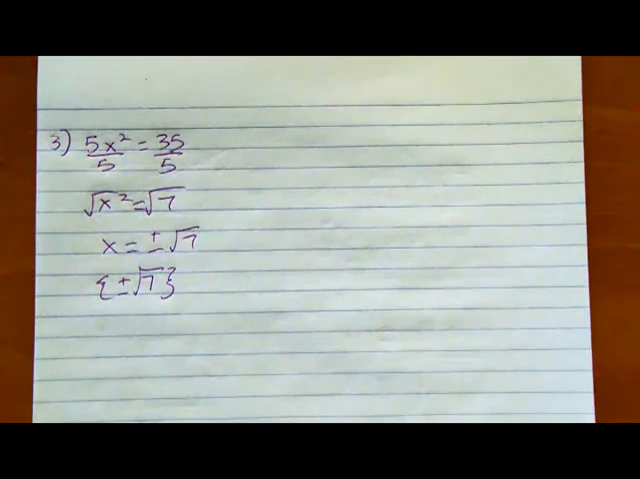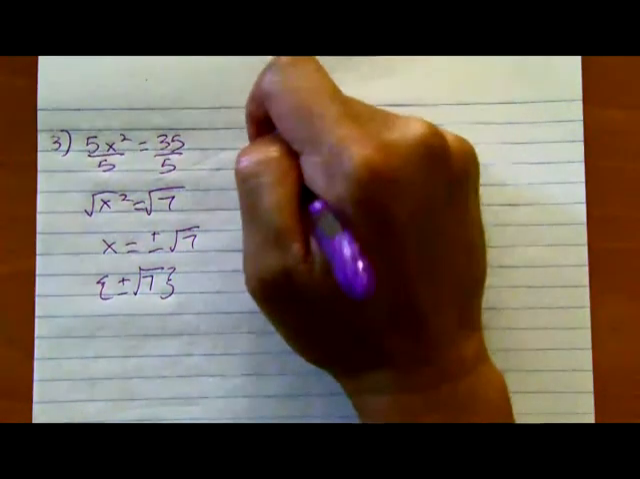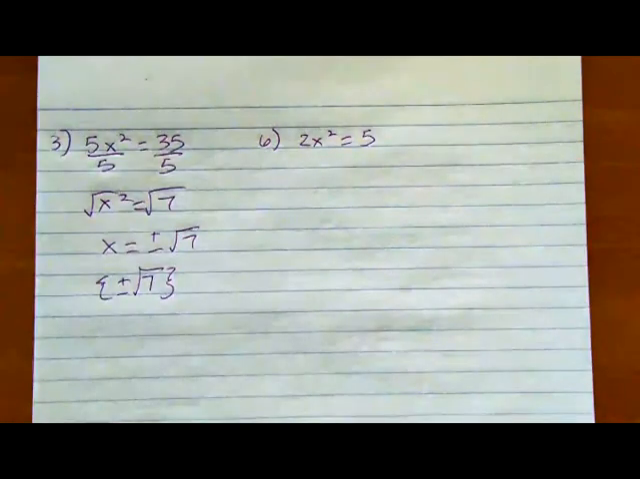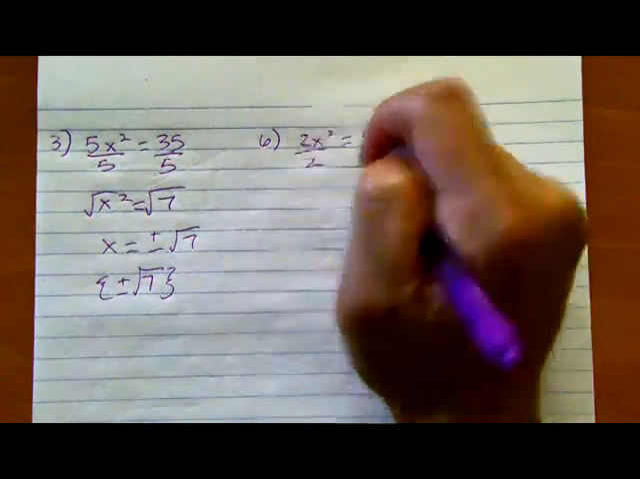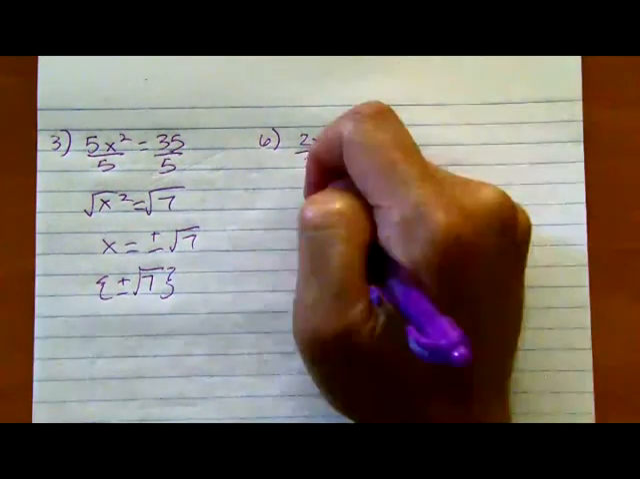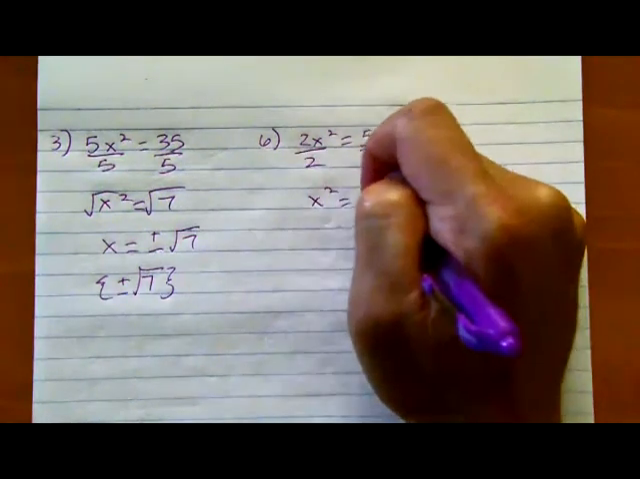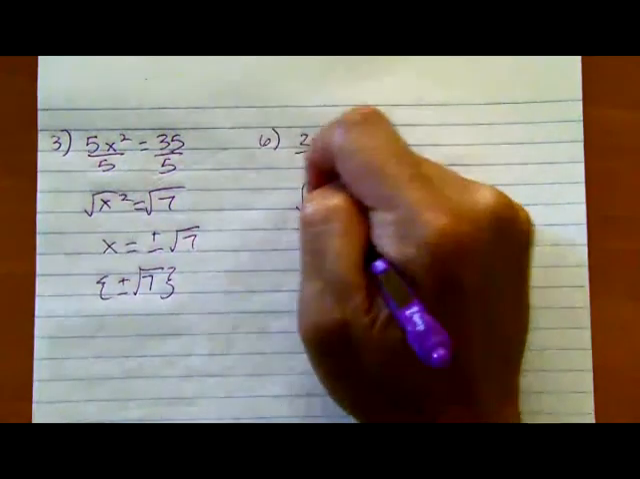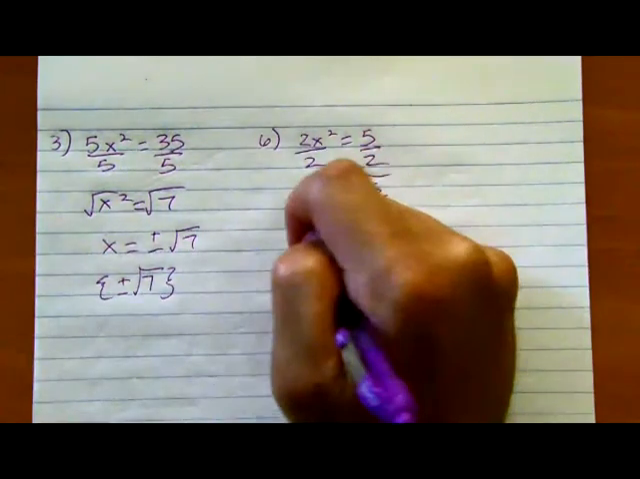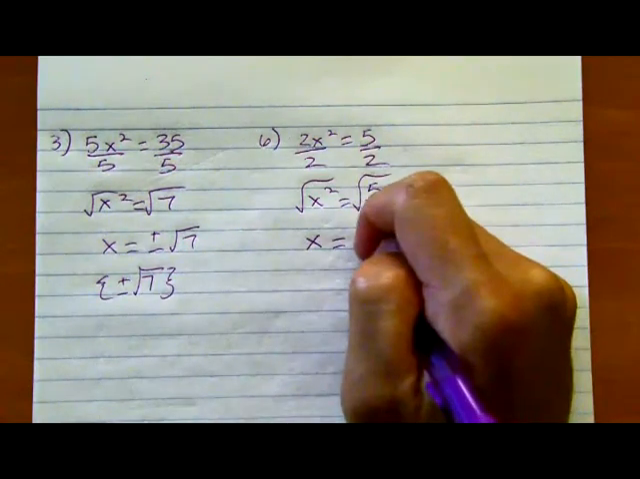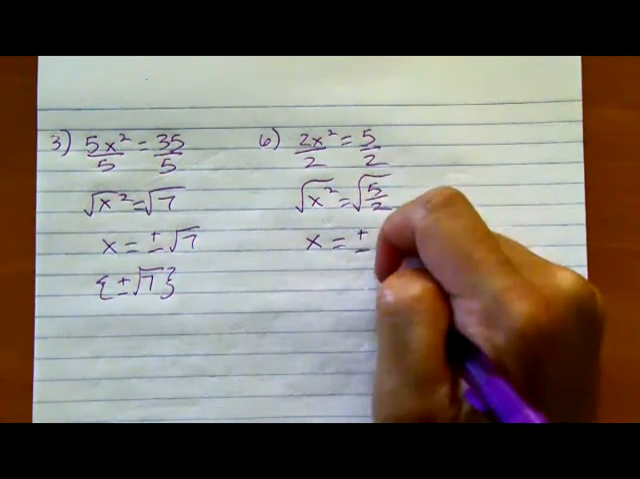Number 6. 2x squared equals 5. We need to solve for x. So we get the x squared term by itself. So x squared equals 5 halves. We're going to use the square root method. We're going to square root both sides. That'll give us x. Since we're looking for all possible solutions, there's a positive and a negative radical 5 halves.